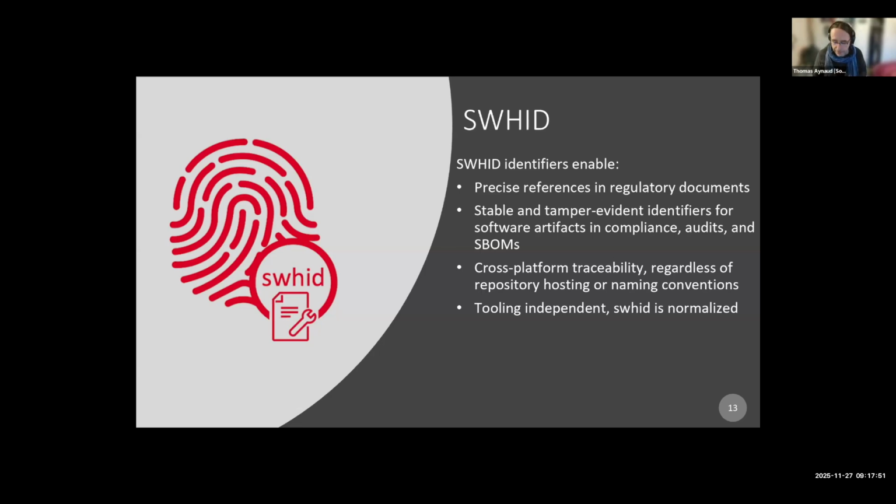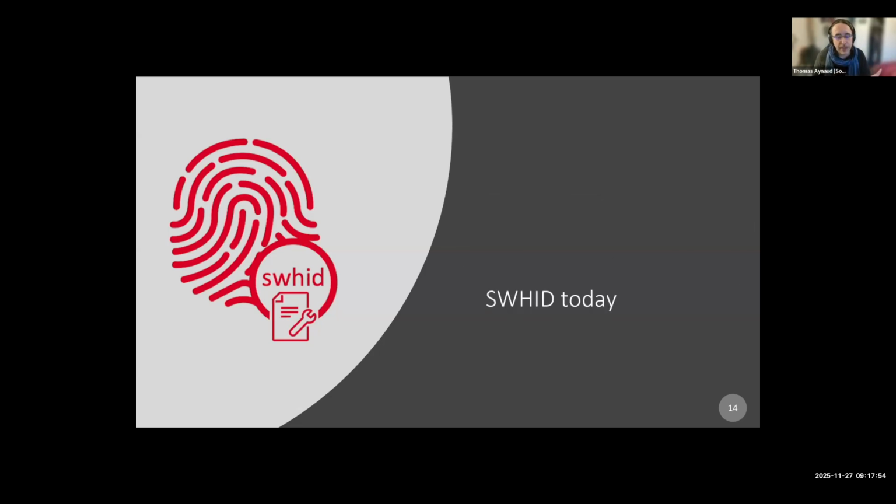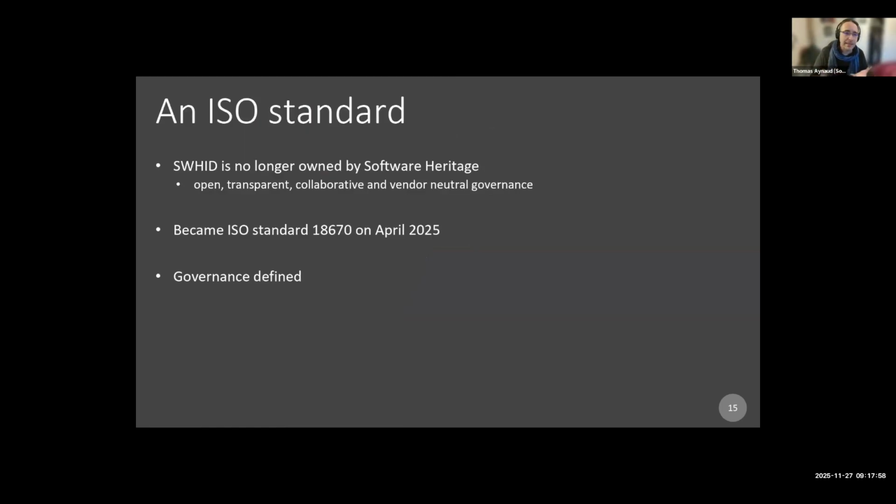Today, the SWID is normalized. So it brings me to SWID today, and the big news is that it became an ISO standard. SWID, in fact, is no longer owned by Software Heritage. We have built an open, transparent, collaborative, and vendor-neutral governance and it became an ISO standard this year. So it defines a standard that we do not own anymore. The SWID is now free to use by anyone, and we have defined the governance.